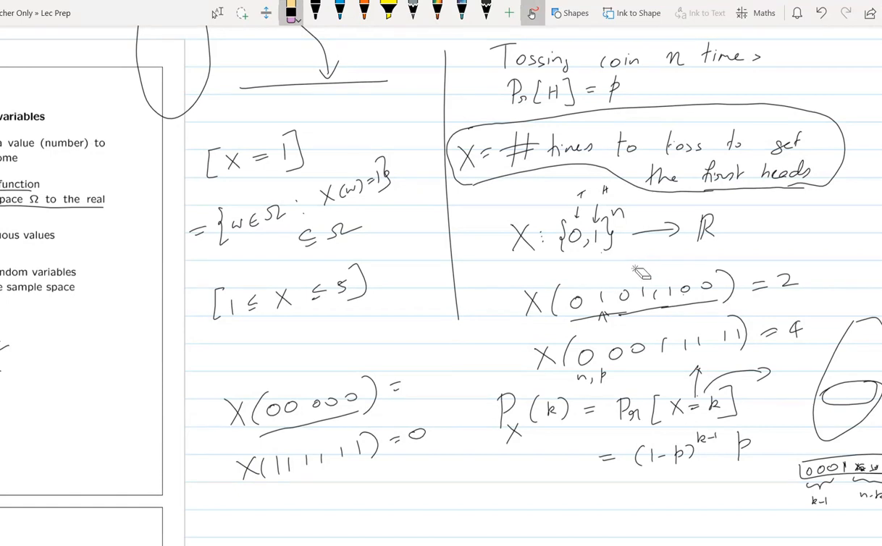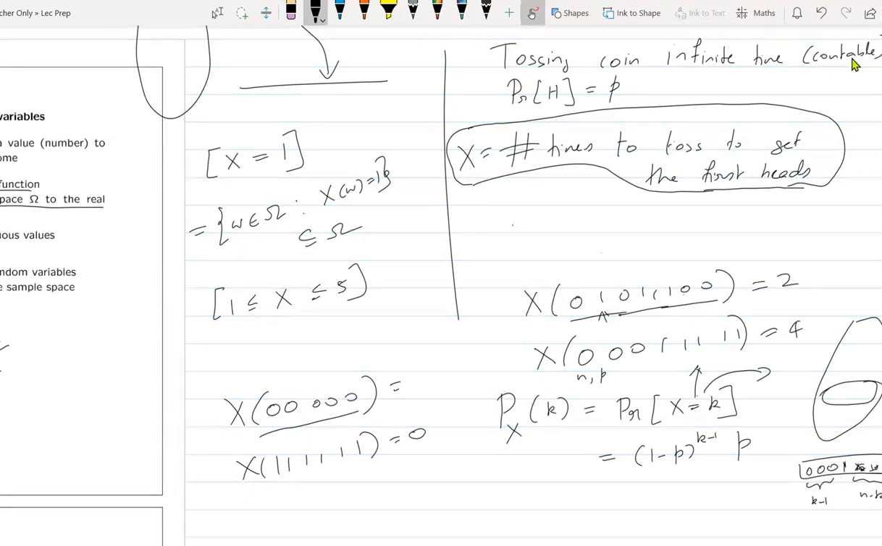Okay. So you will keep on tossing. Okay, toss the coin infinite times, countably infinite times. Okay, you keep on tossing the coin one after another, and you are trying to get a head. That's what you are going to do. Everybody understood? You keep on tossing and waiting for a head to come up.